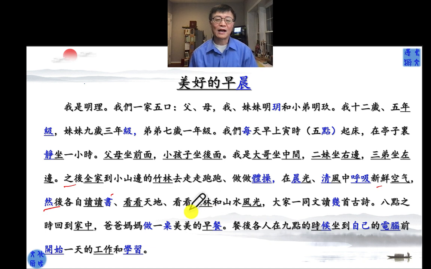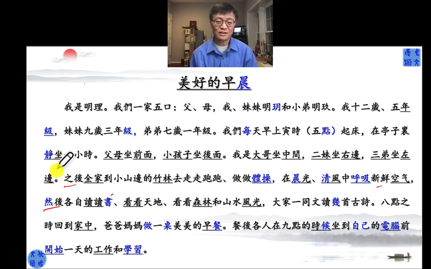看看天地, 看看森林, forest, 看看山水, we all learned all these characters before, right? 风光, 风光 means scenery. Yeah, is that a very good time? We all have a very good time in the morning, right?